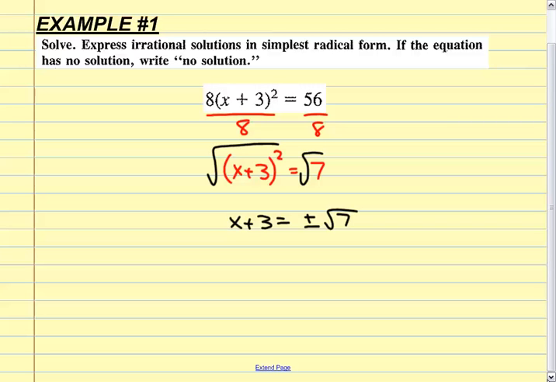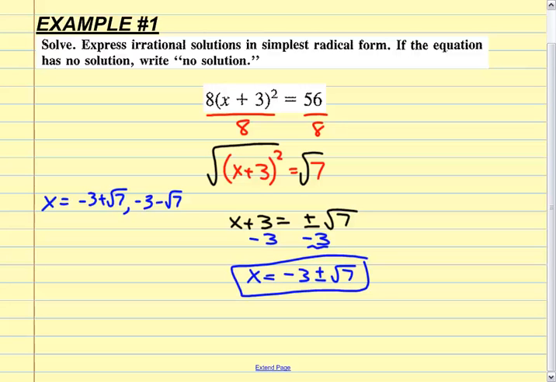Okay, now I don't want to know what x plus 3 equals, I want to know what x equals. So let's go ahead and subtract 3 from both sides. And that's going to leave us with x equals, and I always put the thing that's not with the radical in front, negative 3 plus or minus root 7. You can also write it as x is equal to negative 3 plus root 7 and negative 3 minus root 7. You can write them separately or you can write them together. Remember, when you write them together, the plus goes on top of the minus. Okay? There's our answer. Do it correctly. All right? Good job. Let's look at the next one.